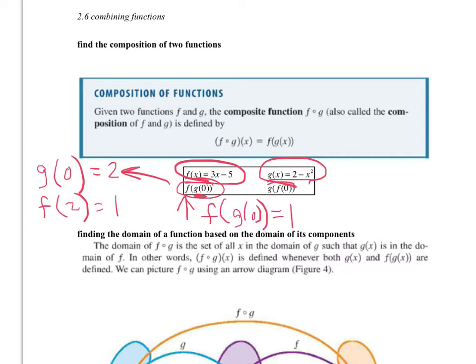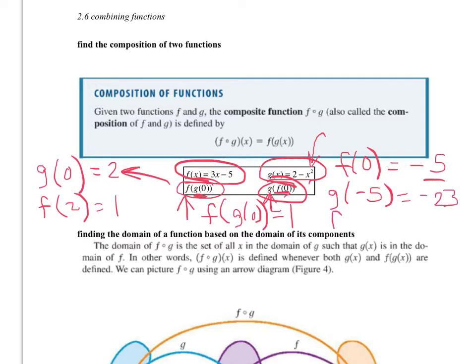Now we do g of f of 0, which is going in a different order. First we do f of 0. Substitute 0 wherever you see the variable, and that gives us negative 5. Now you want g of negative 5. Go to the function g and substitute negative 5 for the variable. You square it and get 25, and 2 minus 25 is negative 23. So g of f of 0 equals negative 23.